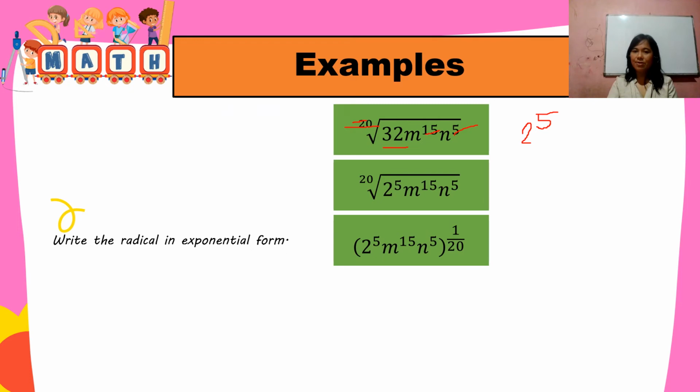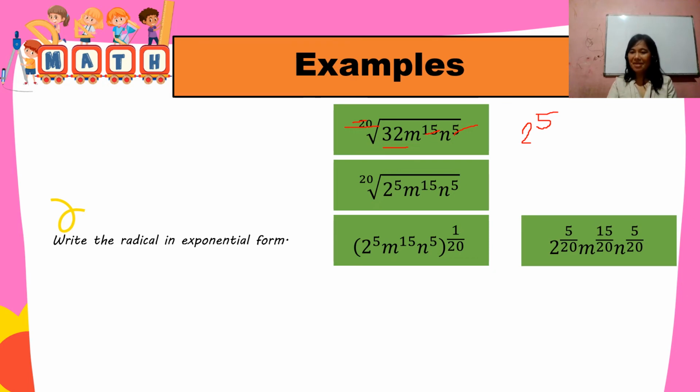So, ito na yun. Okay? Pagkatapos, reduce mo siya to lowest term. Anong nangyayari dito? Ang ginawa is, nag-multiply na applying the law on power to power. Okay? So, 5 over 20, 15 over 20, 5 over 20 is reducible to lowest term. Yung lowest term natin ng 5 over 20 is 1/4. Yung lowest term naman ng 15 over 20 is 3/4, tsaka 1/4.